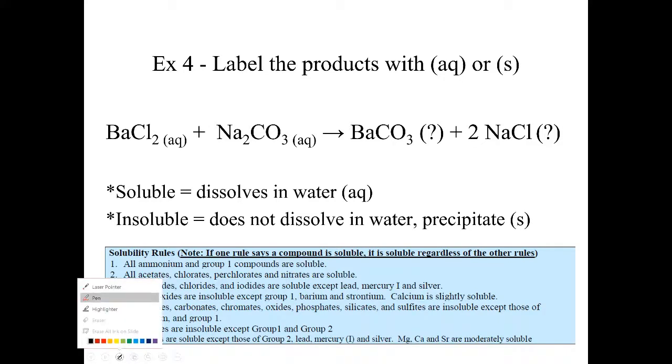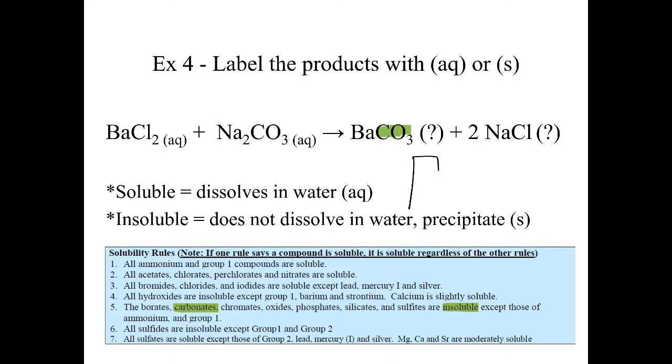All right, so now we've got a new anion. We've got carbonate. So let's see if we can find it. It's in Rule 5. And it says, in general, the carbonates are insoluble except those of ammonium in group 1. So if we look on our periodic table, barium is in group 2 instead of group 1, so it looks like the general rule will hold that carbonates are insoluble. That means they will form a solid precipitate.